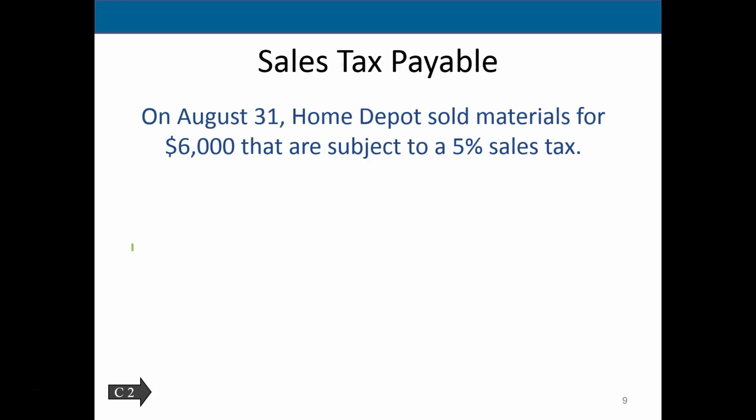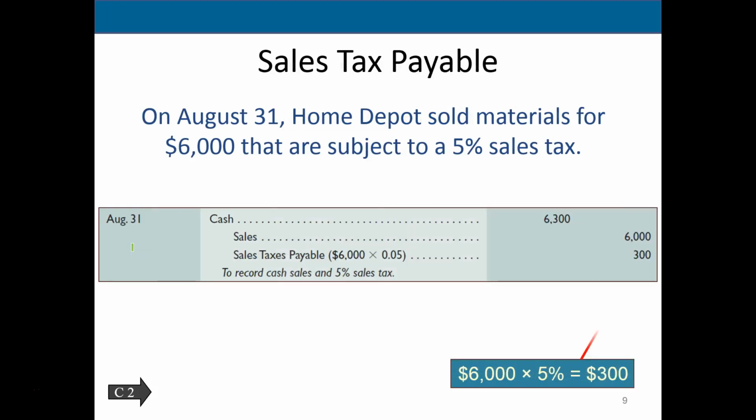So sales tax payable. On August 31st, Home Depot sold materials for $6,000 that are subject to a 5% sales tax. If we sell something, just like any sale, if we got cash, we're going to debit cash, making cash go up, because cash is a debit balance. We need to make it go up by doing the same thing, which is another debit. We know we're going to credit sales, because sales has a credit balance and it only goes up, and we're going to make it go up by doing the same thing to it, which is a credit to sales, which will make net income go up.